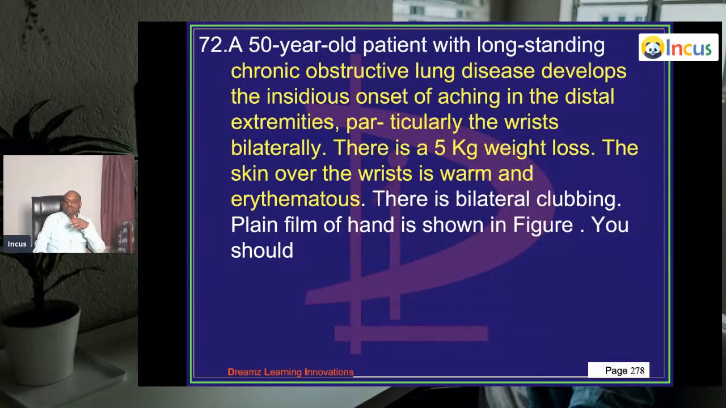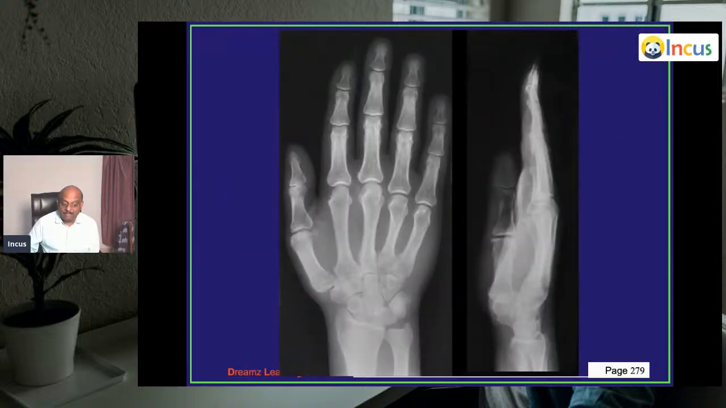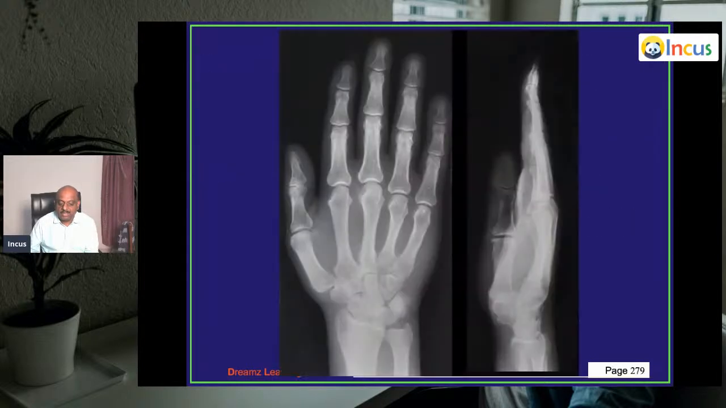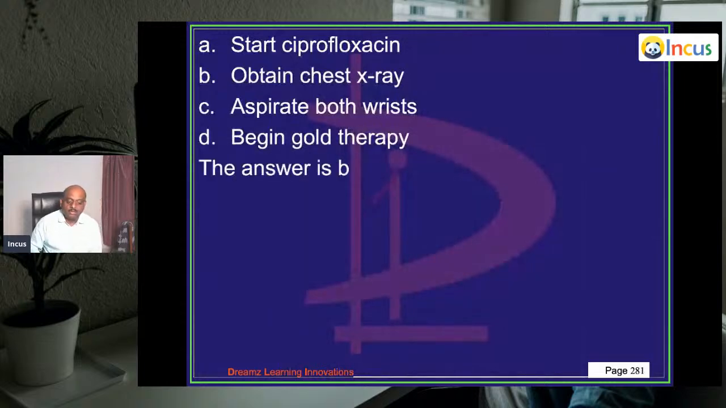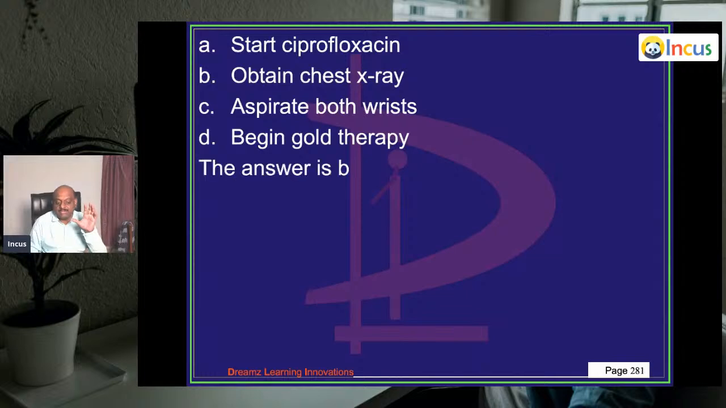A 50-year-old with long-standing COPD develops insidious onset of aching in the distal extremities, particularly in the wrists, bilaterally. 5 kg weight loss. Skin on the wrist is warm and erythematous, bilateral clubbing, and the plain film has been shown to you. What is your answer, doctor? It is hypertrophic osteoarthropathy, classically. So, typically intrathoracic malignancy. That's the reason you have to obtain a chest X-ray.